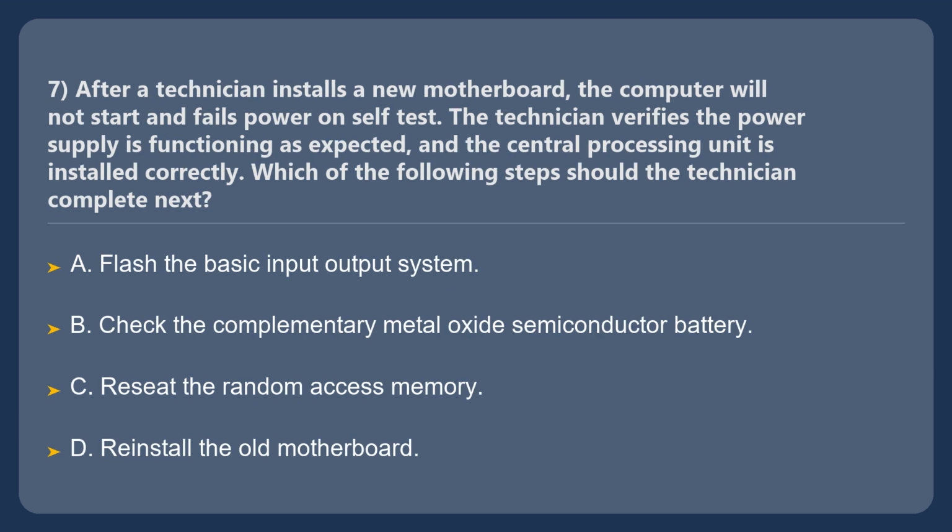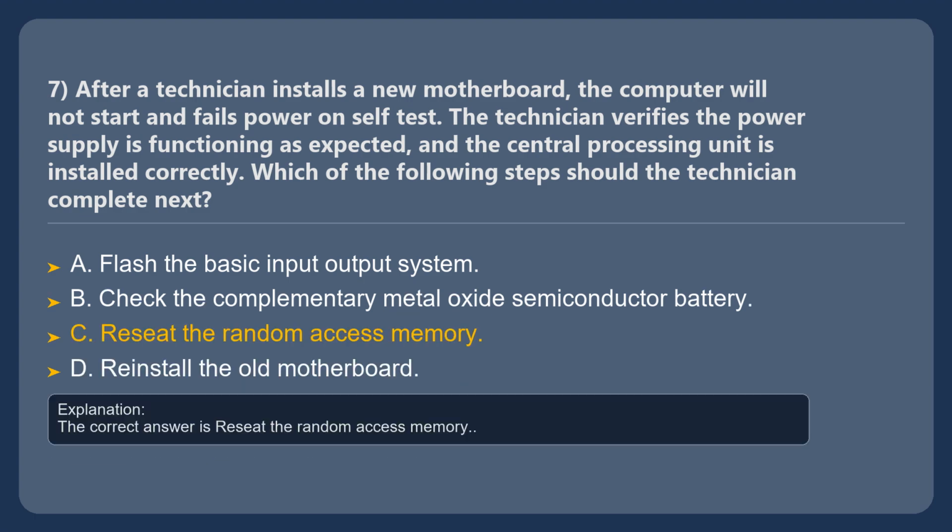Question 7. After a technician installs a new motherboard, the computer will not start and fails power on self-test. The technician verifies the power supply is functioning as expected, and the central processing unit is installed correctly. Which of the following steps should the technician complete next? Option A, flash the basic input-output system. Option B, check the complementary metal oxide semiconductor battery. Option C, reseat the random access memory. Option D, reinstall the old motherboard. The correct answer is option C, reseat the random access memory.